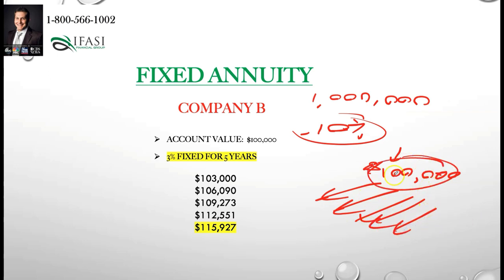You're just living off the interest. After 5 years are done, you could take whatever's remaining in the account balance and then purchase a new 5-year bank CD, or you could ladder out those strategies. Well, unfortunately, things have gone by the wayside. Interest rates have gone by the wayside.